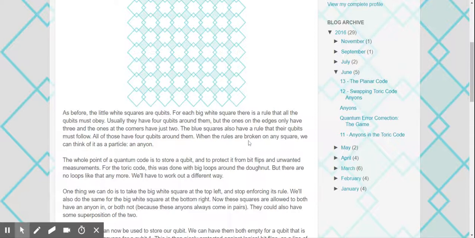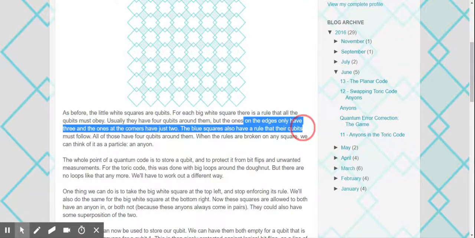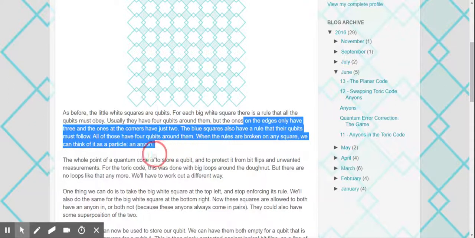For each big white square, there's a rule that all the qubits must obey. Usually they have 4 qubits around them, but the ones on the edges have only 3, and the ones in the corners have just 2. The blue squares also have a rule that their qubits must follow. All of those have 4 qubits around them. When the rules are broken on any square, we can think of it as a particle, an anyon.